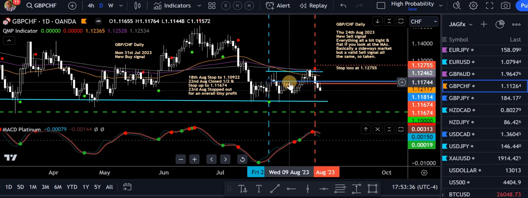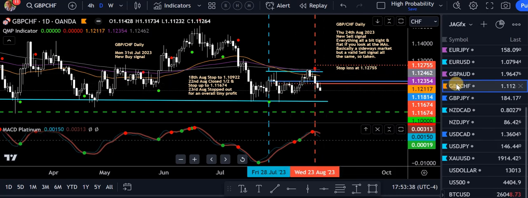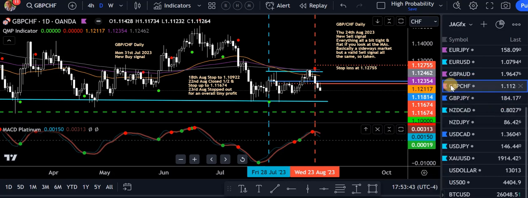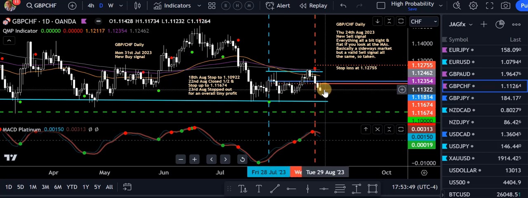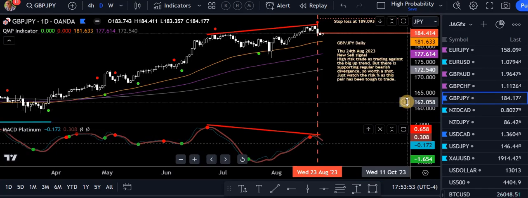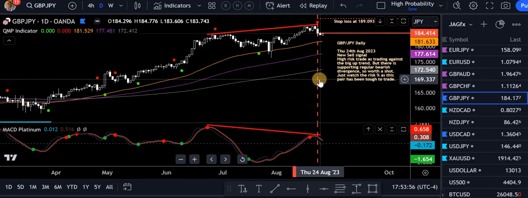I just leave this buy on the charts for the video to show you guys. I'll tidy it up once I finish the video. So that's the pound Swiss out of the buy for a break even basically, and now only in a sell trade that's looking okay so far. Pound yen in a sell trade, going nowhere fast.